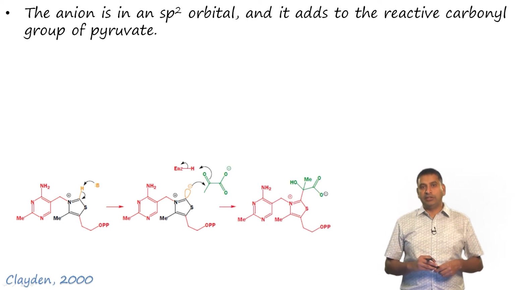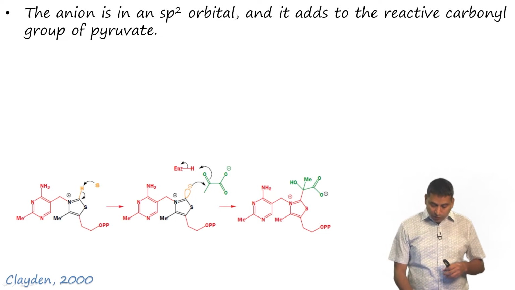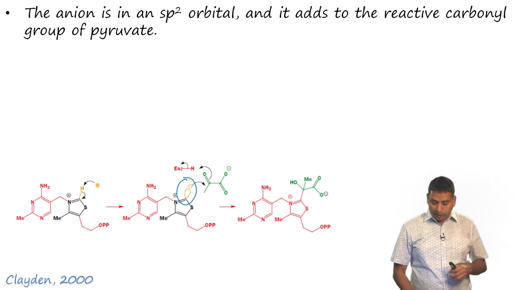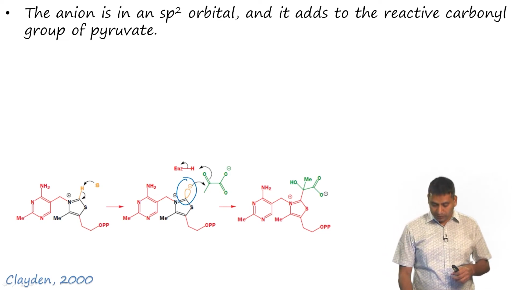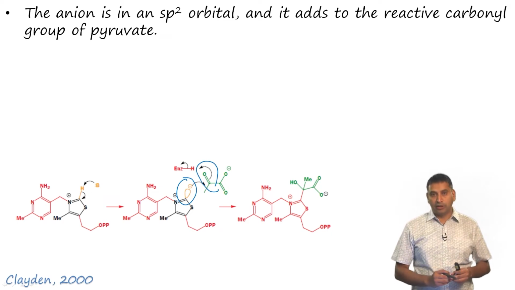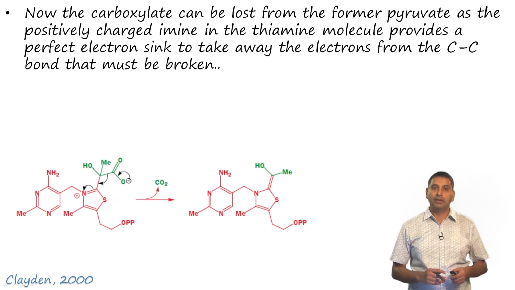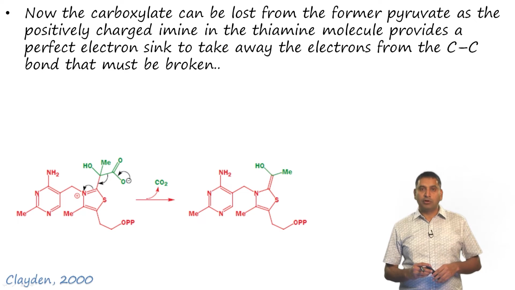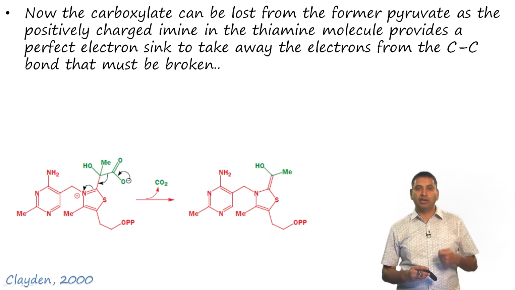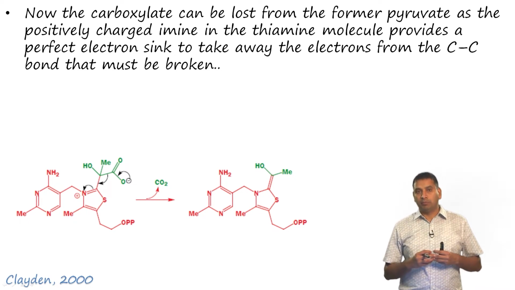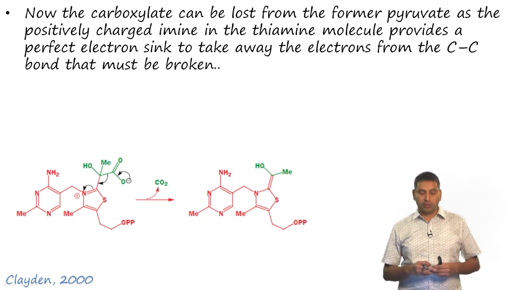This ylide is basically an anion in an sp2 orbital, and it adds to the reactive carbonyl group of pyruvate. Once you produce this carbanion, it can react with the carbonyl of pyruvate to form a carbon-carbon bond. And now, the carboxylate can be lost from the pyruvate, forming a positively charged imine in the thiamine molecule, which provides a perfect electron sink to take away the electrons.